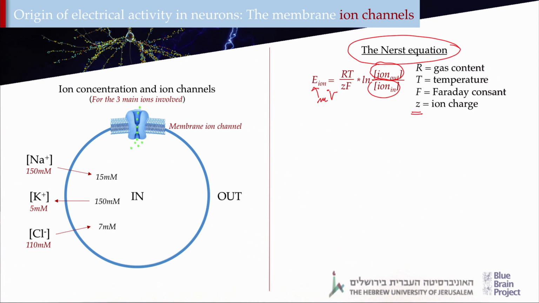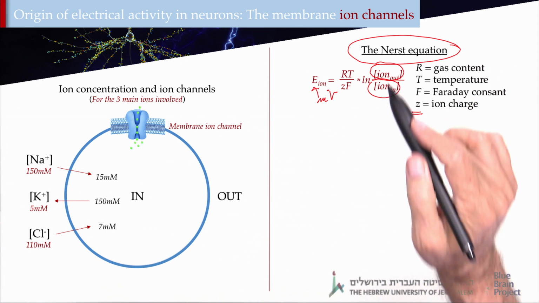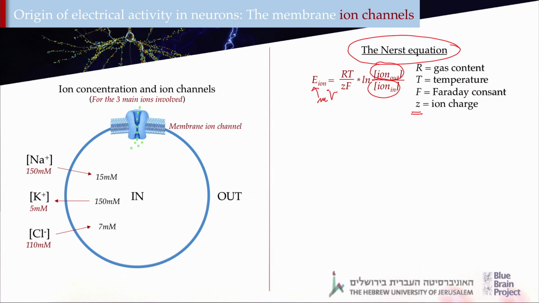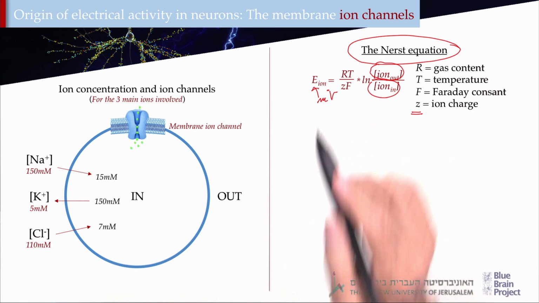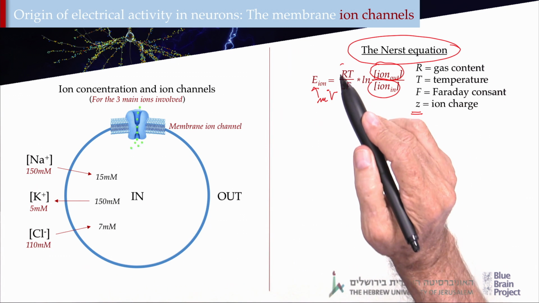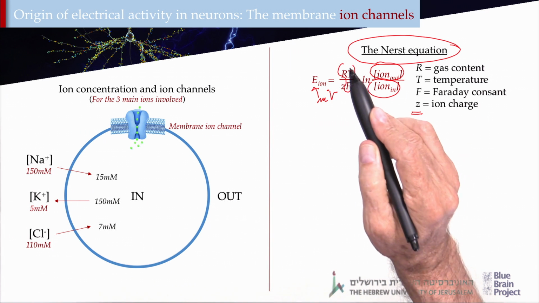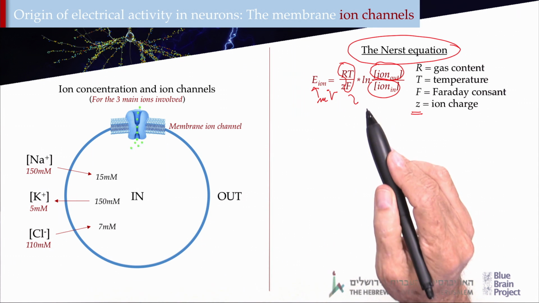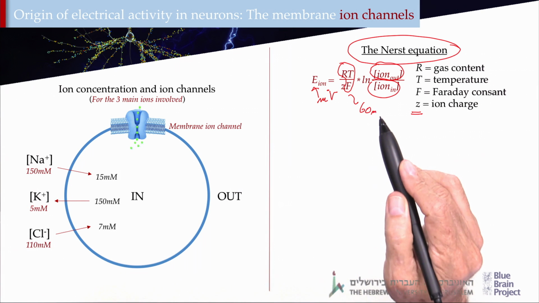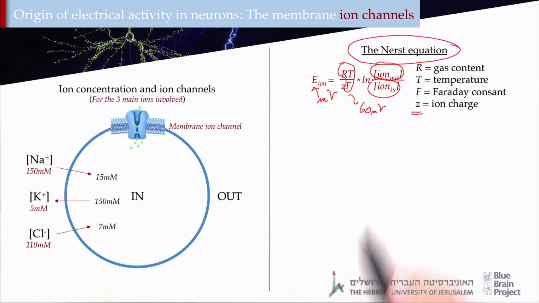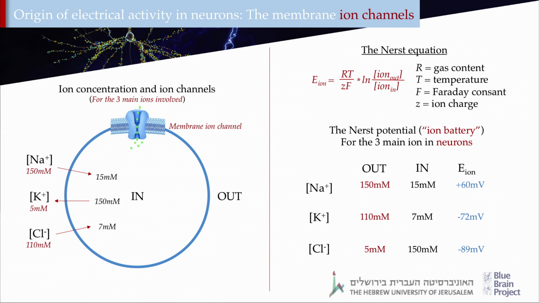And the value of this battery depends on the gradients of ions from the inside and the outside of the membrane, and on these constants, which is, by the way, around 60 millivolts here. And Z is the charge of this particular ion.